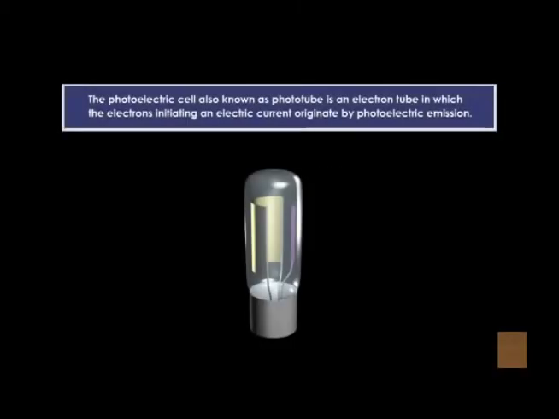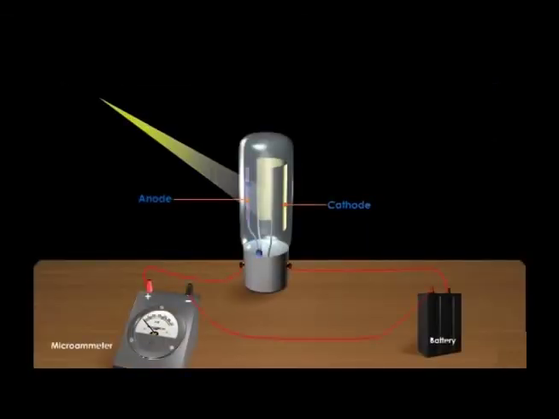Applications of photoelectric effect. The photoelectric cell. The photoelectric cell, also known as a phototube, is an electron tube in which the electrons initiating an electric current originate by photoelectric emission. A phototube consists of a cathode coated with a sensitive material and an anode. Light falling on the cathode causes the liberation of electrons, which are then attracted by the positively charged anode, resulting in a flow of current proportional to the intensity of the incident radiation.